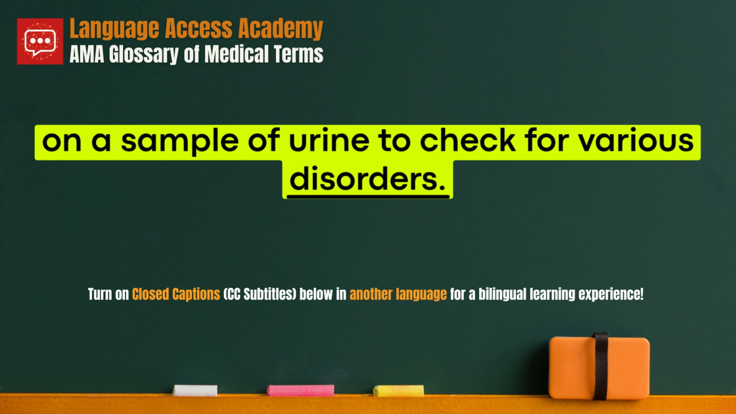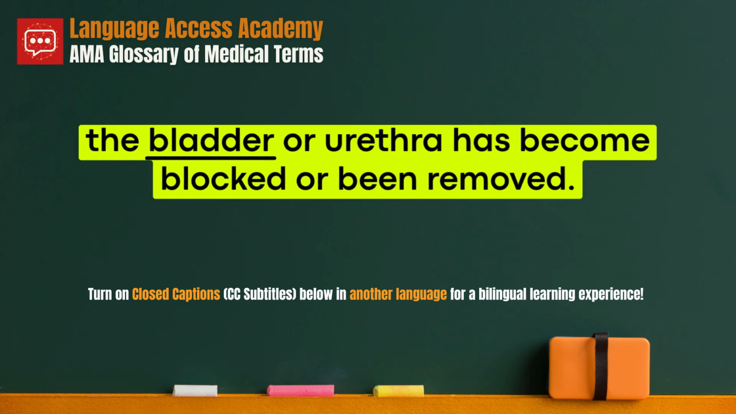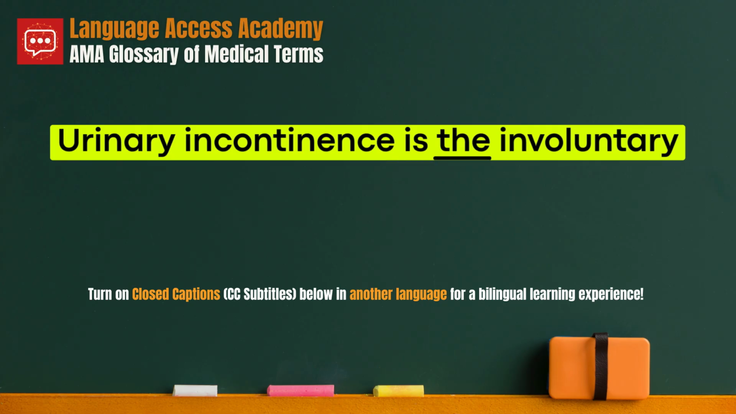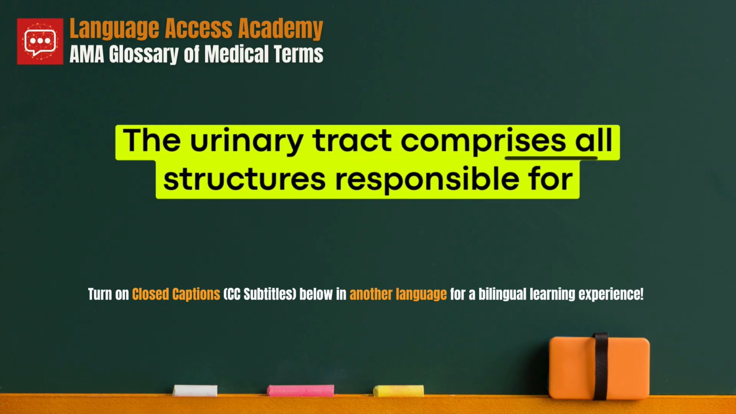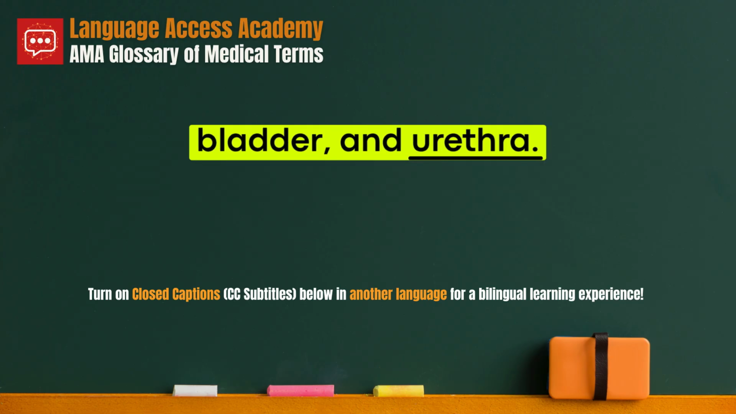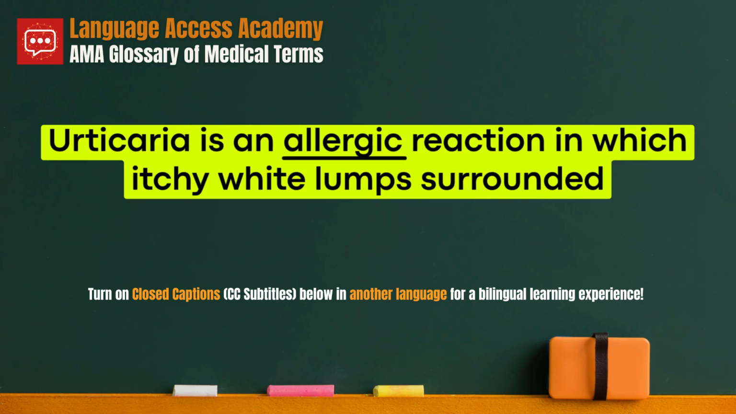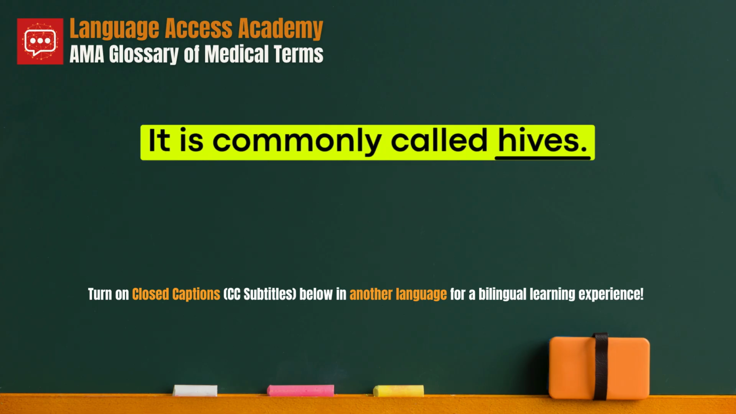check for various disorders. A urinary diversion is an operation to allow urine passage when the bladder or urethra has become blocked or been removed. Urinary incontinence is the involuntary release of urine because of the inability to control bladder muscles. The urinary tract comprises all structures responsible for the production and release of urine, including the kidneys, ureters, bladder, and urethra. Urticaria is an allergic reaction in which itchy white lumps surrounded by areas of inflammation appear on the skin. It is commonly called hives.